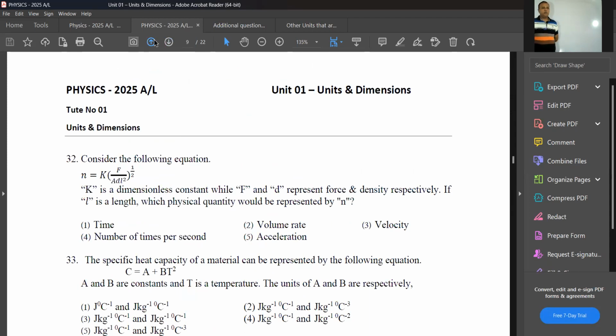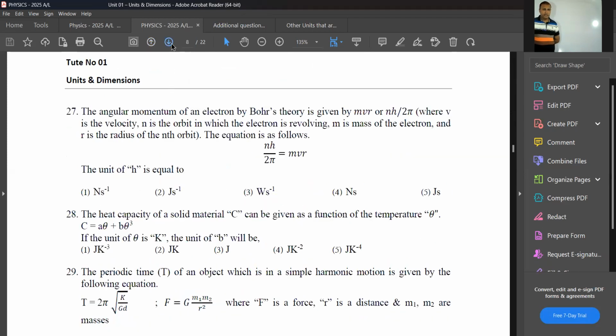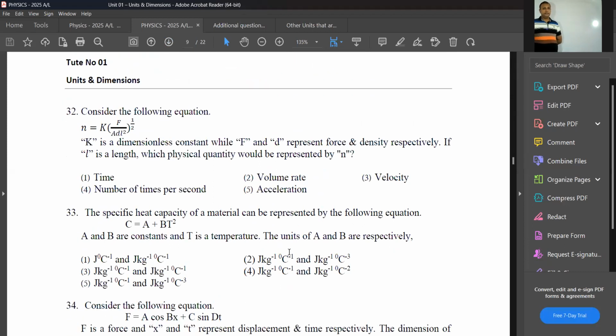We have discussed up to question 31. Then go for question 32. Today we are going to discuss the unit and dimension tute. Therefore, if you have any questions regarding this tute, you can ask. You should clear every doubt within today, okay?